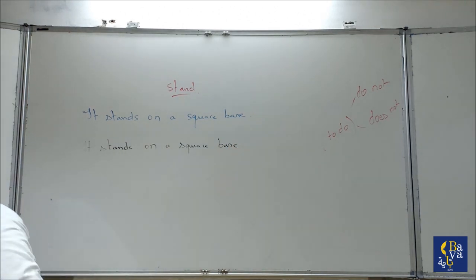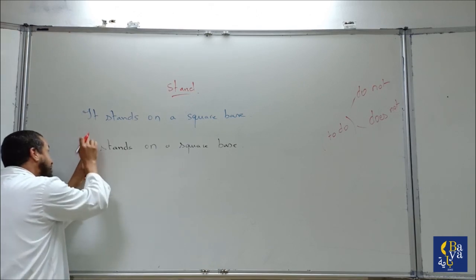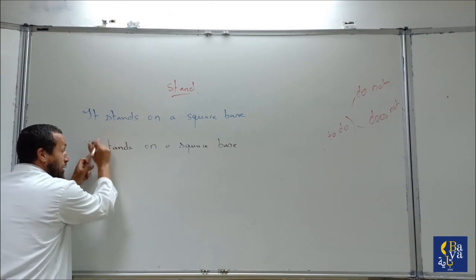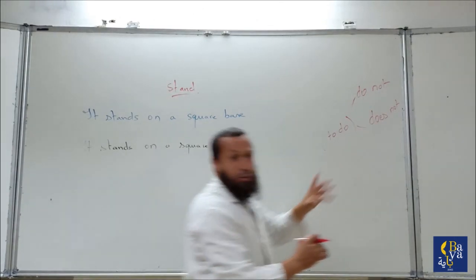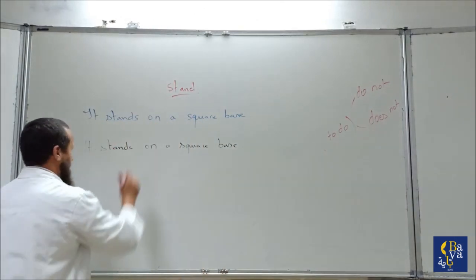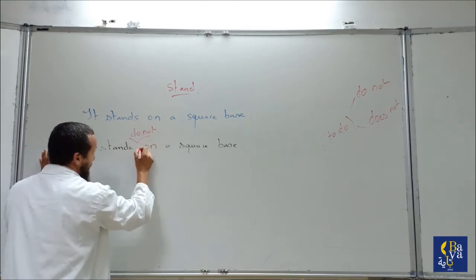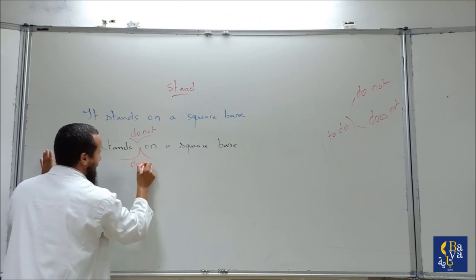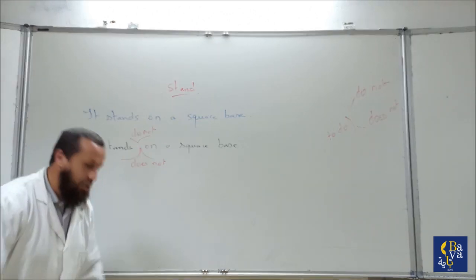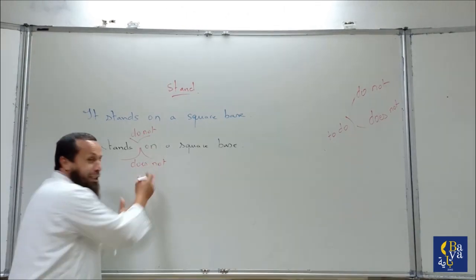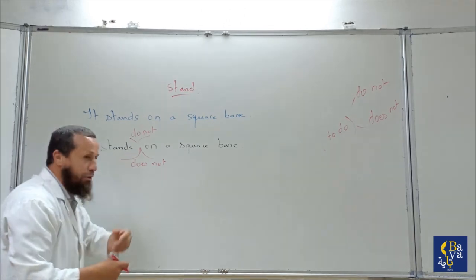So what should we do? I will tell you. Here, between the subject and the verb, we take one of do not or does not. We put do not or does not. Sir, how do we know whether it is do not or does not? Okay, we'll tell you.